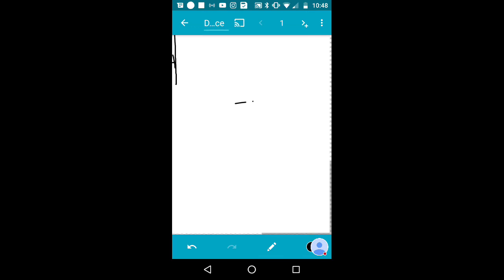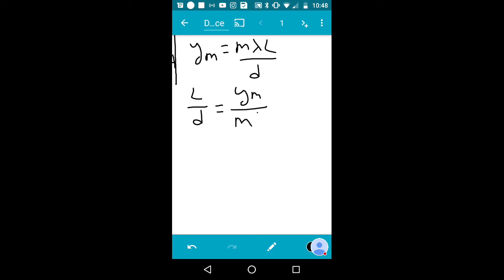So we'll just scroll over a bit, and we'll rewrite our equations. We have that ym is equal to m lambda L over d. I want to get L over d by itself. So we're going to have that L over d is equal to ym over m lambda. And then, like I said, I'm going to pick y1, so we'll say this is going to be m equals 1. So we have y1 divided by 1 times lambda.